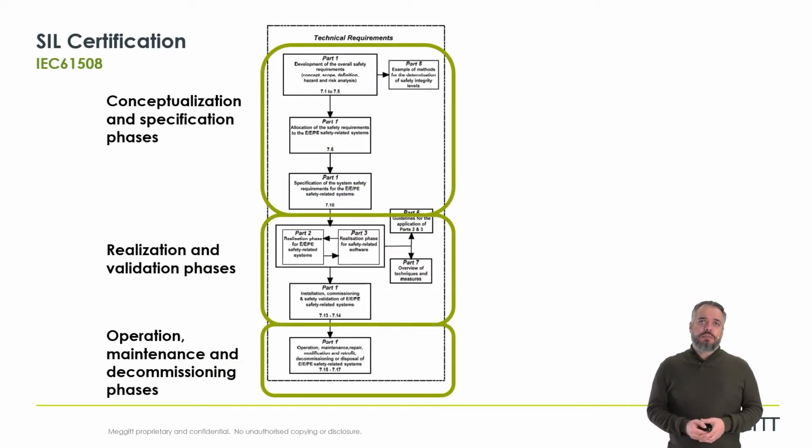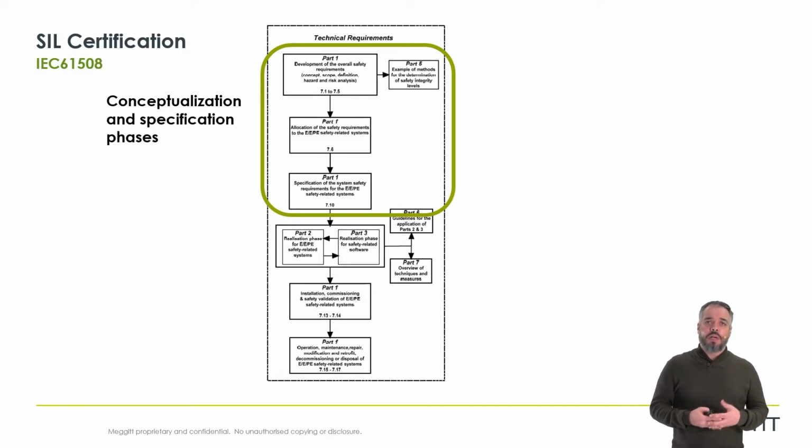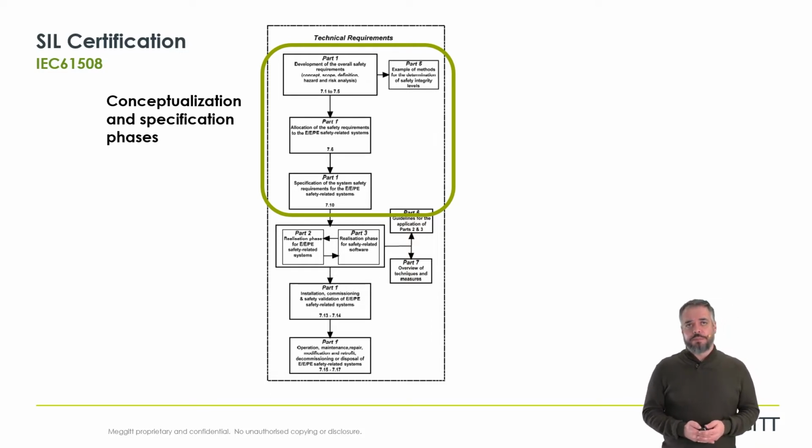The IEC61508 standard covers the entire life cycle of a safety-related system, from conceptualization to decommissioning, passing by, of course, specification and development phases and system validation. The first set of requirements relate to the conceptualization of the safety system. One or more use cases must be identified and the hazards and risks associated to these use cases be analyzed.